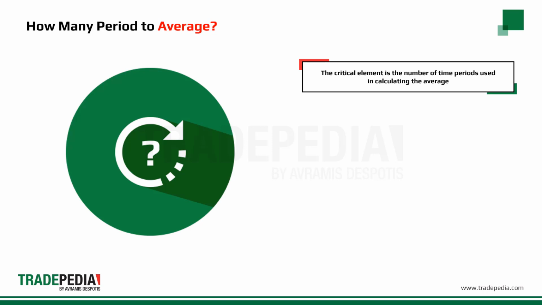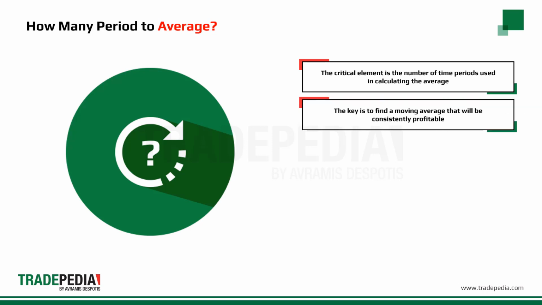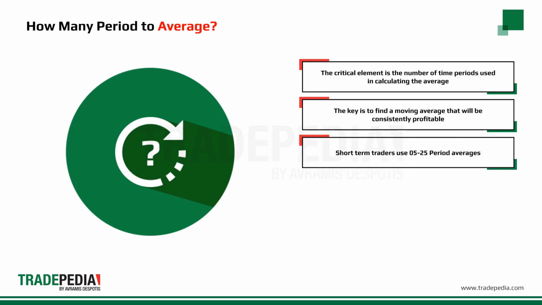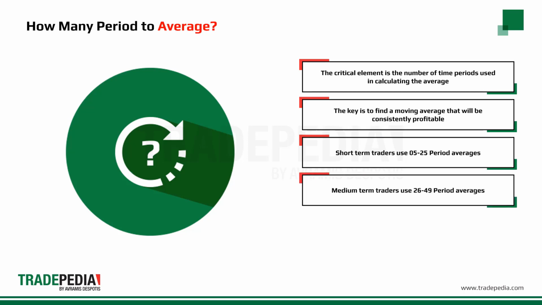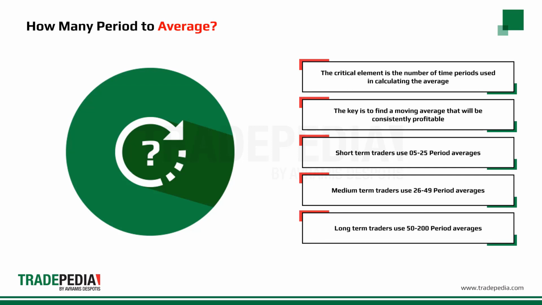The critical element is the number of time periods used in calculating the average. The key is to find a moving average that will be consistently profitable and at the same time fits the market cycle you wish to follow. For example, short-term traders use 5 to 25 period averages. Medium-term traders use 26 to 49 period averages. And long-term traders use 50 to 200 period averages.